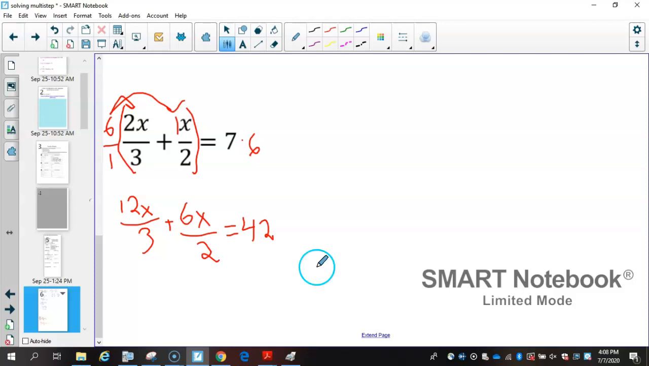We're about to. So remember I said multiply and then divide. So if we multiply, like we just did, now we can divide. I can say 12 divided by 3, well that's 4. 6 divided by 2, well that's 3. Oops, that was supposed to be an x.